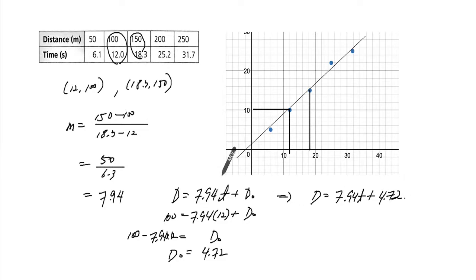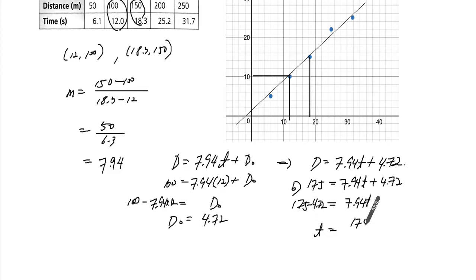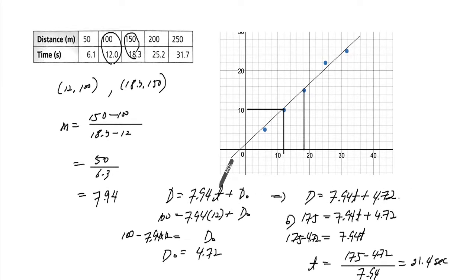Okay. So what is Thomas's time for 175? When distance is 175, this is part B. What is the time? Okay, let's do a little algebra to isolate t. First of all, subtract both sides by 4.72. So t will be 175 minus 4.72 divided by 7.94. That's 21.4 seconds. Okay, seconds. That's part B.